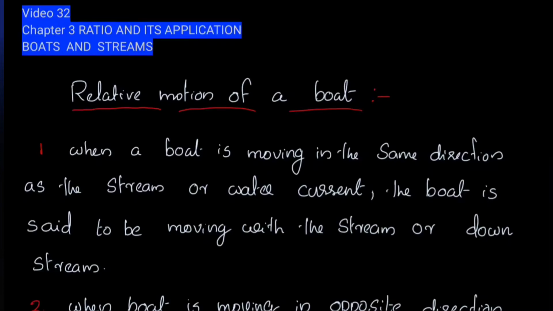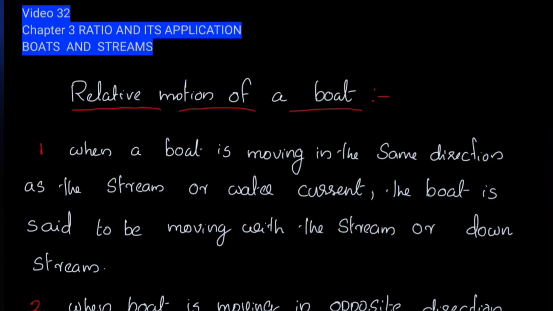Hi friends, this video is from our third chapter, ratio and its application, and here we are discussing the motion of a boat in a stream and how its speed changes along with the stream. Let's start with two different types of motion of a boat: the boat moving along with the stream and the boat moving against the stream. There are two equations related to that, and they are very important in solving problems.